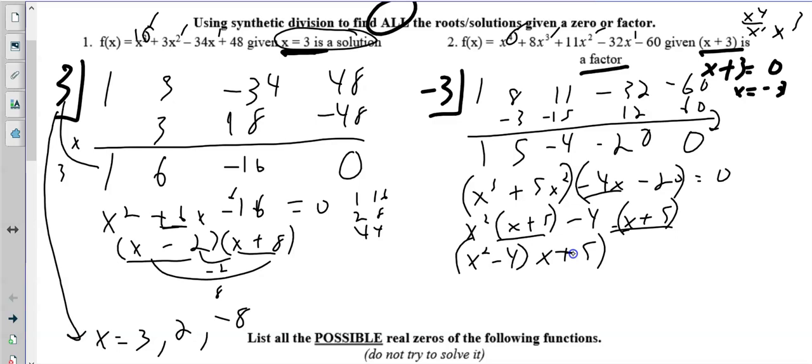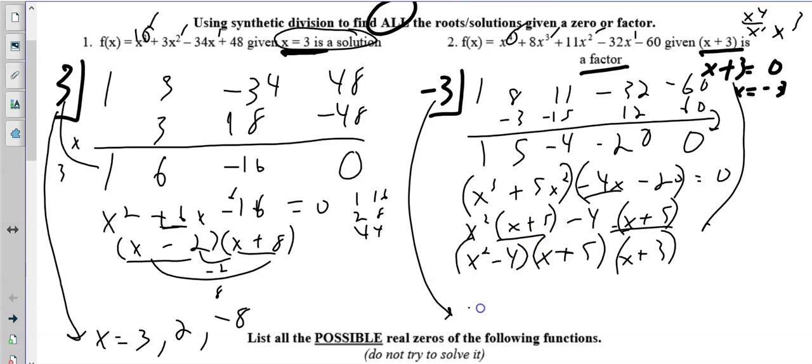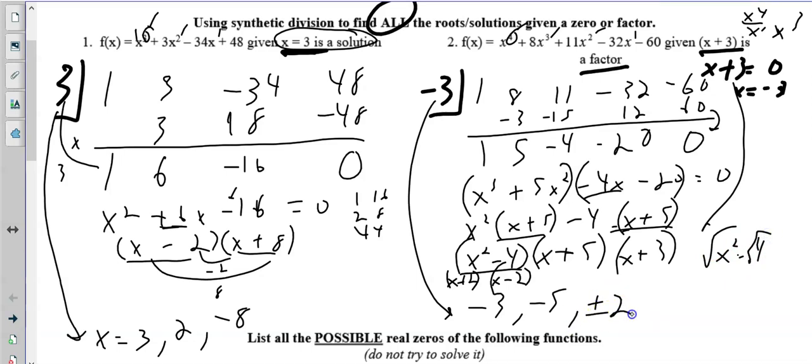Don't forget, this x plus 3 comes down, or this just comes down to my answers. Doesn't matter. All right? So I'm going to have negative 3 for an answer. I'm going to have negative 5 for an answer. And you might be able to do this in your head. Okay, there's two ways to do this. This factors to x plus 2, x minus 2 because it's a difference of squares. Or you can solve and say x squared equals 4, square root both sides. Either way, you get plus or minus 2. And there's my four answers. Negative 3, negative 5, positive 2, and negative 2.